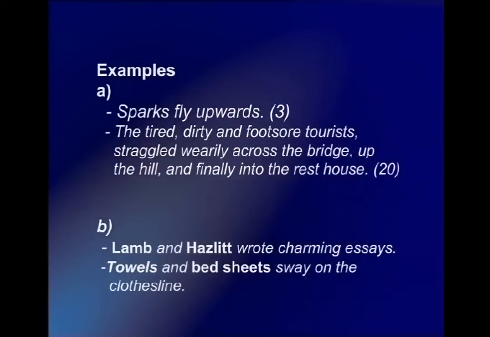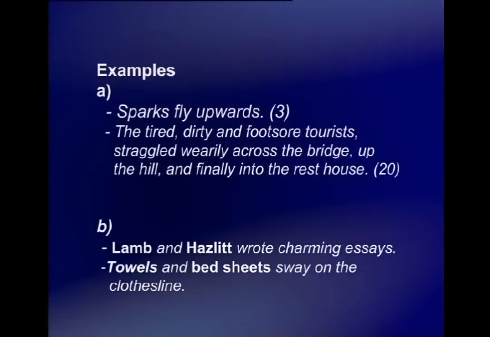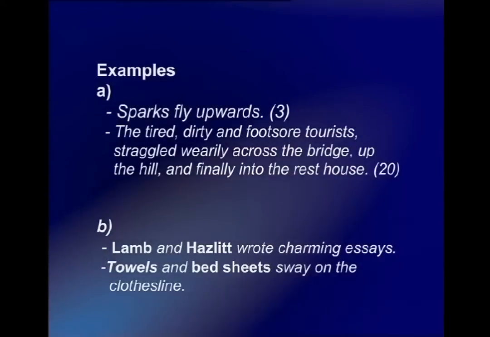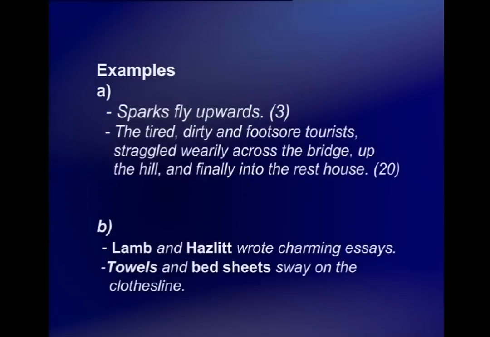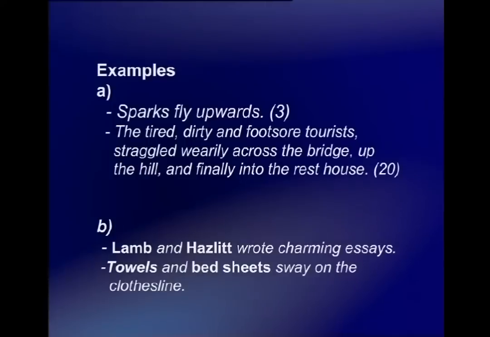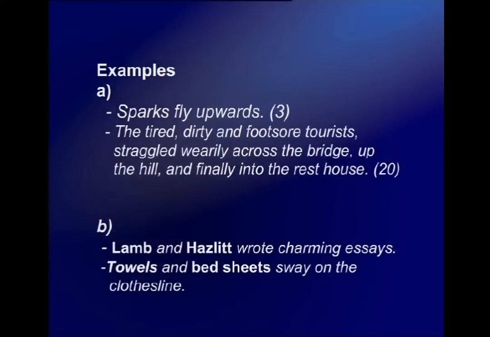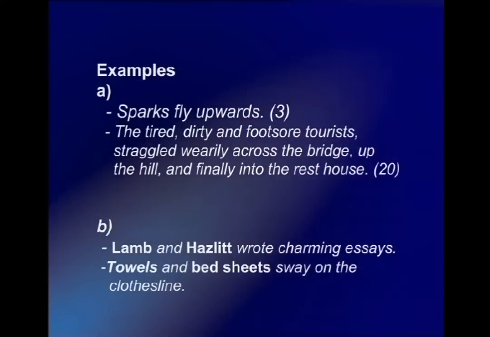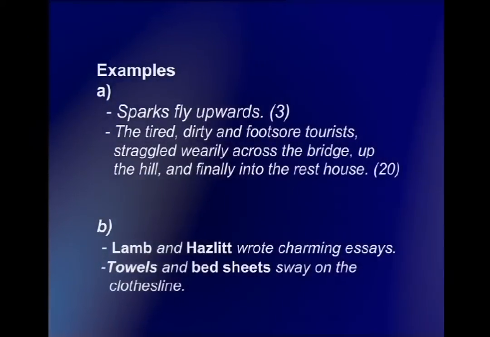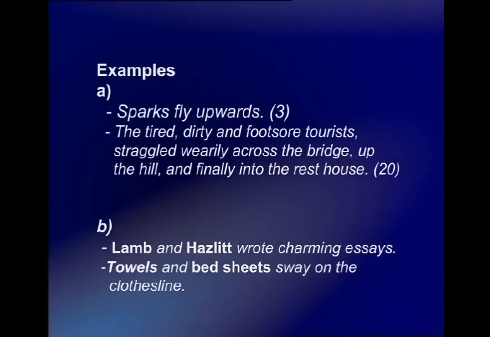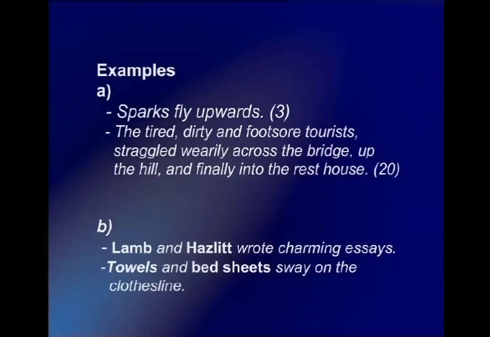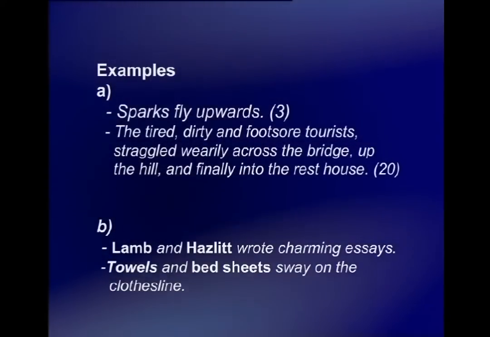But the second sentence, which has 20 words, has one subject. The subject is the word tourists, and one finite verb, and that is the verb straggled. This long sentence with 20 words is classified as a simple sentence. So it's not a question of the number of words that are there in the sentence. You can have a sentence of two words. A sentence of three words. Sparks fly upward. Three words, but it is one sentence. And you've got the other one with 20 words. That is also a simple sentence.